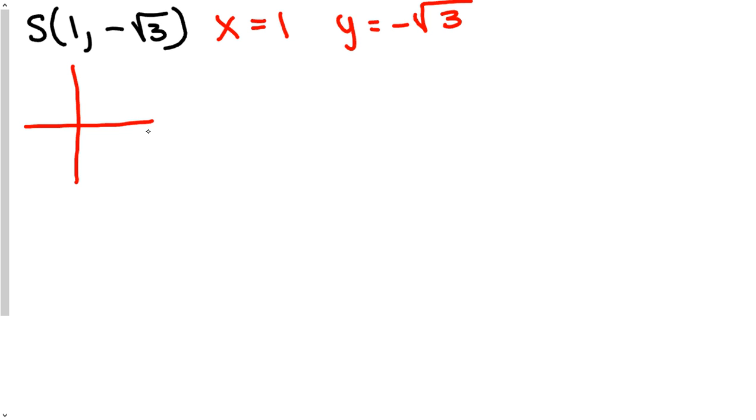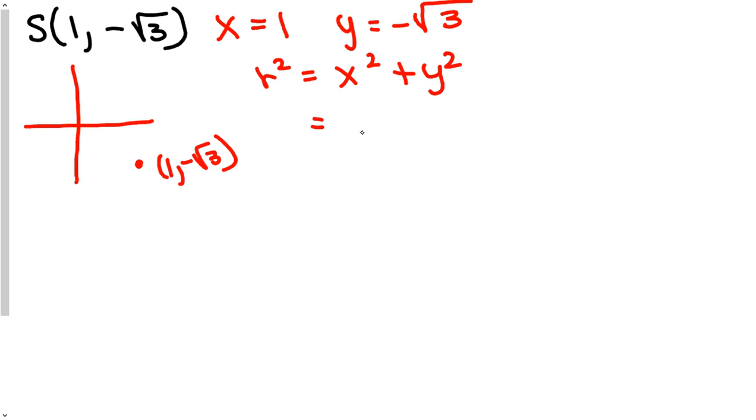X is positive and y is negative, so somewhere around here. The location of this point will be important in just a minute when we try to find our angle theta. So let's start with finding r. We know the formula for r is r squared equals x squared plus y squared, just like our Pythagorean theorem.